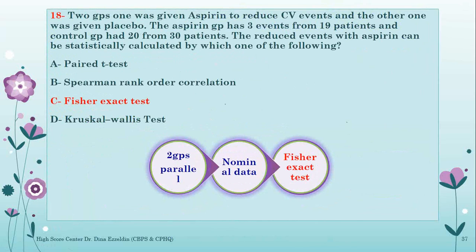Here the data is nominal. He wanted to see whether cardiovascular events occurred or not occurred, so yes or no. With aspirin, it occurred in 3 of 19 patients, and in the control group, it happened in 20 of 30 patients. So yes or no, so it's nominal data. Nominal data and two groups, so Fisher exact test.